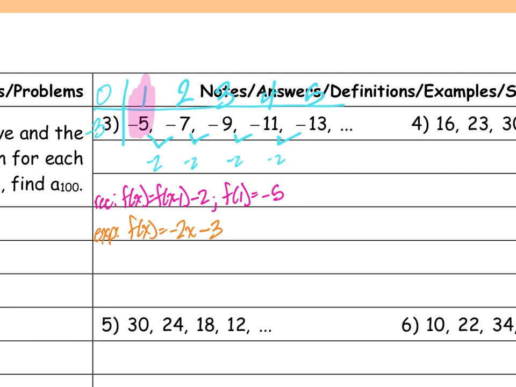And then they want me to find f of 100. That's going to be -2 times 100 minus 3, which is going to be -200 minus 3, or -203. Questions? No. We're okay? Is it kind of making a little bit of sense?